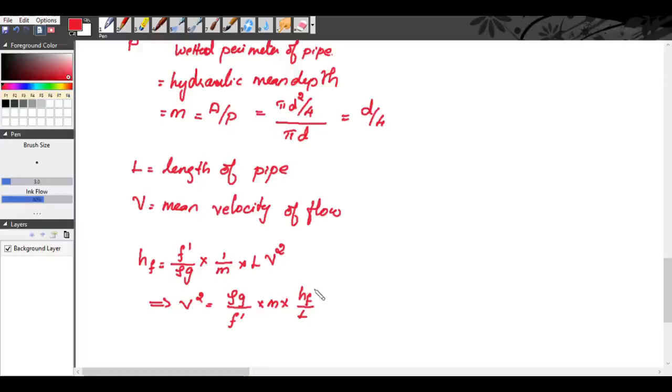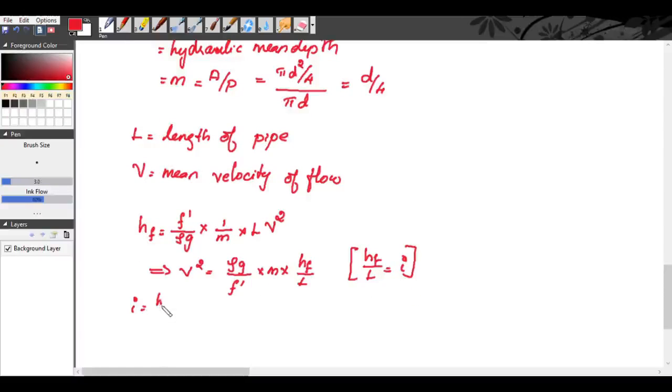Now this HF by L is taken as I. What is HF? Head of loss due to the friction, and L is the length of the pipe. HF by L is taken as I, that is nothing but the loss of head per unit length of the pipe. So we write this as I, nothing but the slope.